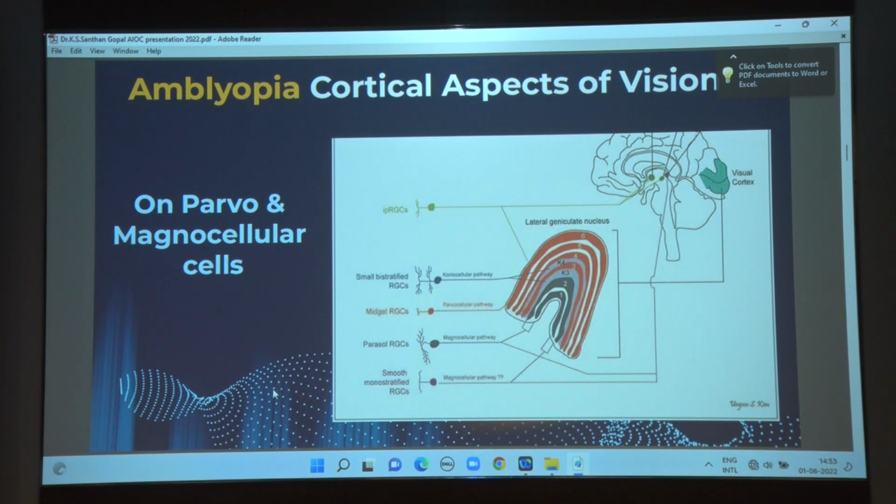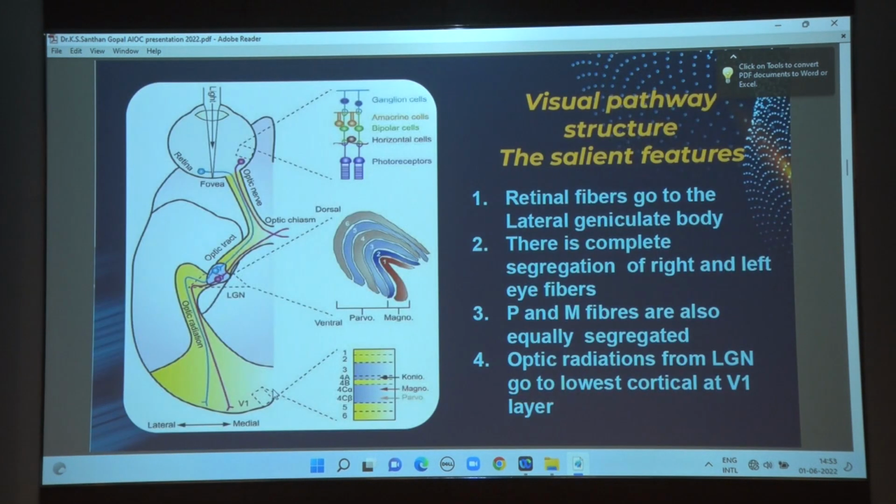P cells are segregated, M cells are segregated, and they go to different layers in the lateral geniculate body. There is a reason why it happens. We'll go to that a little bit later. If you look at this picture, a few more things will become clearer to you.